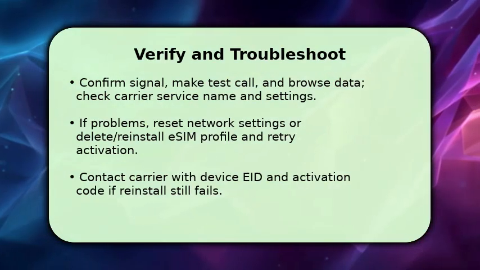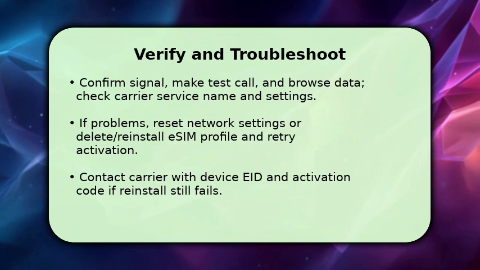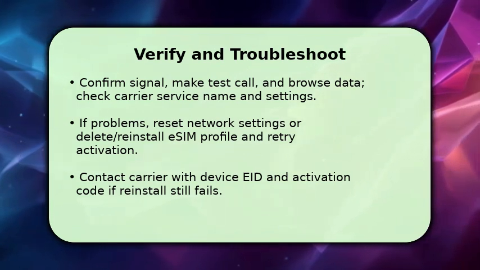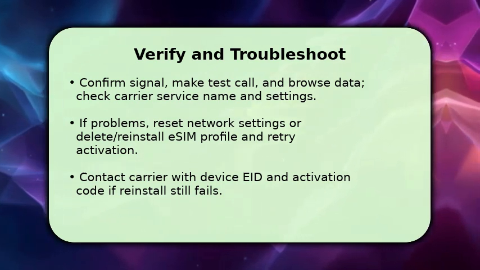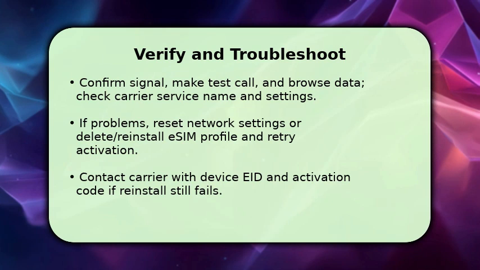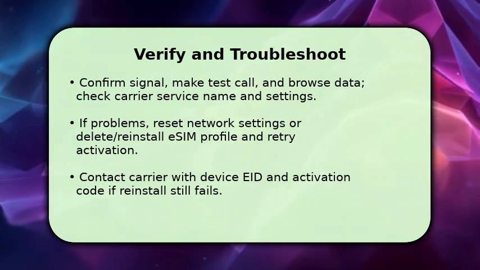You finish by verifying service. Make a test call, send a text, and browse to confirm data works. Also check that the carrier name and APN settings match. If it fails, first reboot the device, then reset network settings to clear stale configurations.